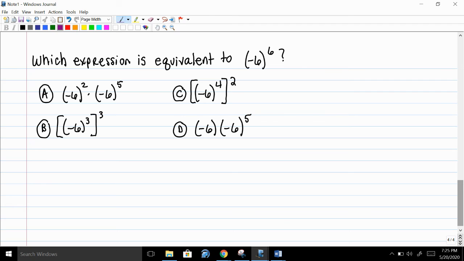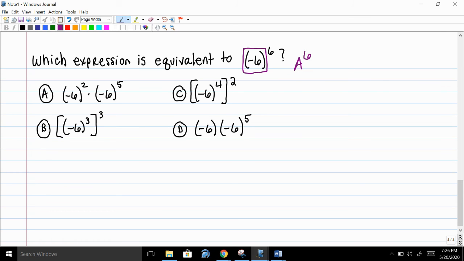The reason that this one can get a little tricky is because we've talked a lot about variables, and in this problem, I give you a number. But that -6 to the 6th is no different than a to the 6th. We're going to approach it the same way. The base is -6. If you look, all your choices have a base of -6. Now let's start with A and go all the way to D, and we'll eliminate the wrong ones, and we'll obviously get to the correct one.